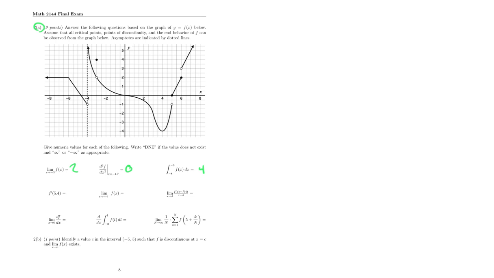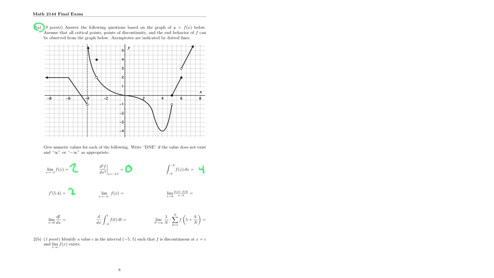So next we're going to find our derivative at 5.4. So we see 5.4 is maybe somewhere around here. So we're looking for a slope of this line here, which we see we go up 2 in one step. So our derivative or our slope is 2 here.